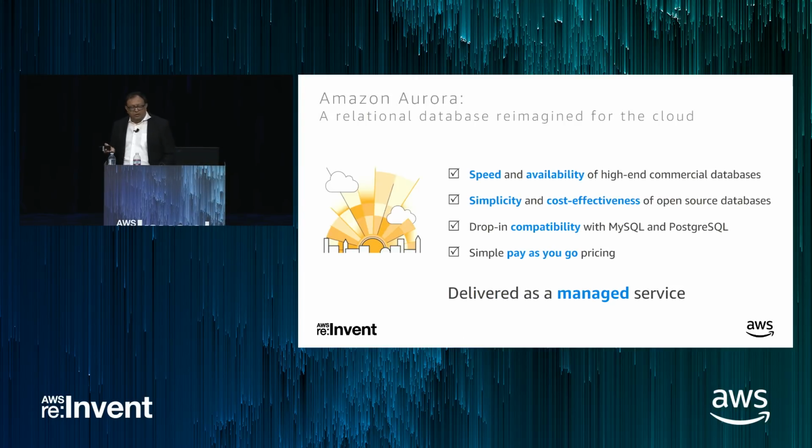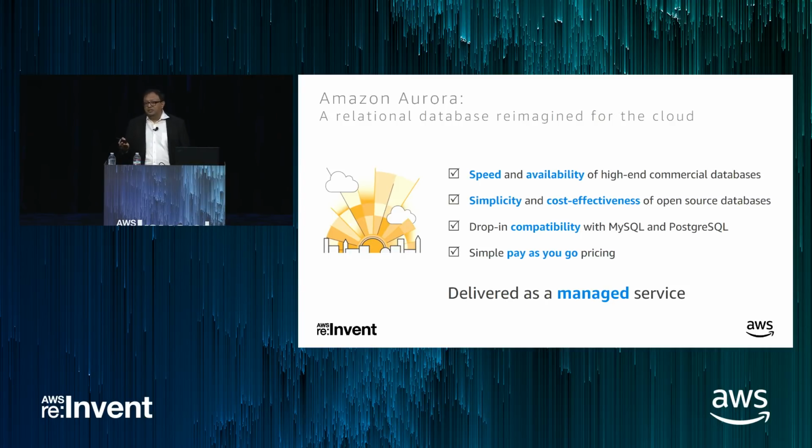So Aurora is really a relational database reimagined for the cloud. And our goal here was to say that, hey, if we were really designing the relational database today as opposed to 40 years ago, what would we do? And how would we build it? And the answer ends up becoming somewhat different. We really want to build something that has the speed and availability of a high-end commercial database, the simplicity and the cost-effectiveness of open source.